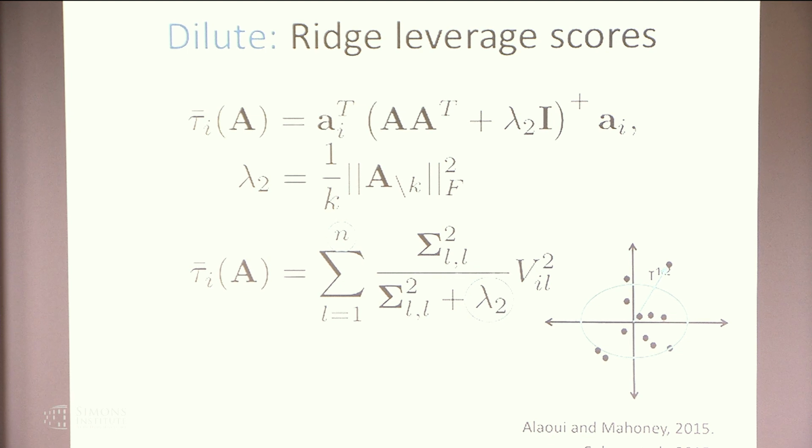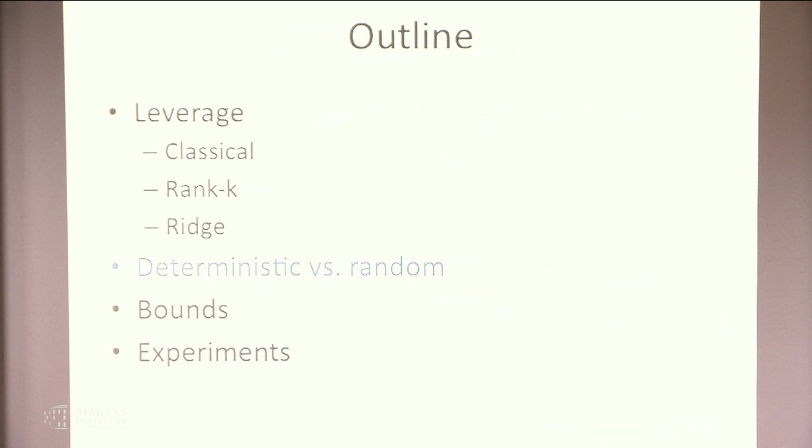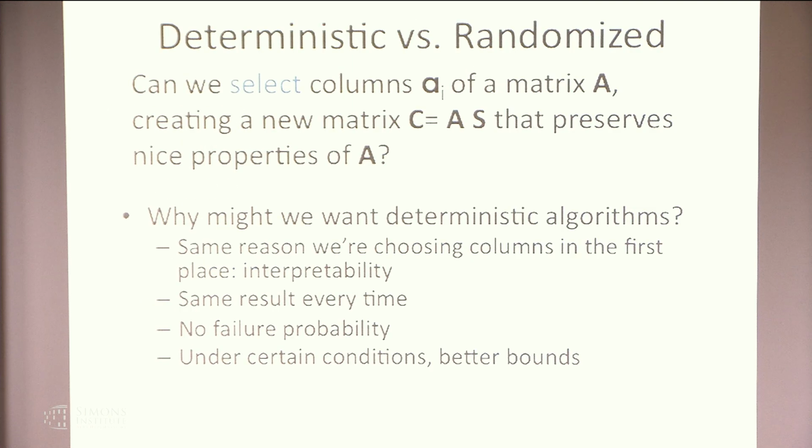So ridge leverage scores, hopefully I've convinced you, are a very sensible quantity to look at. This is the quantity I'm going to use to rank and select my columns in my algorithm for choosing a column subset. So, deterministic versus random. I'm here at a randomized numerical linear algebra conference telling you about a deterministic algorithm. So why am I doing that? Well, the main reason is interpretability.